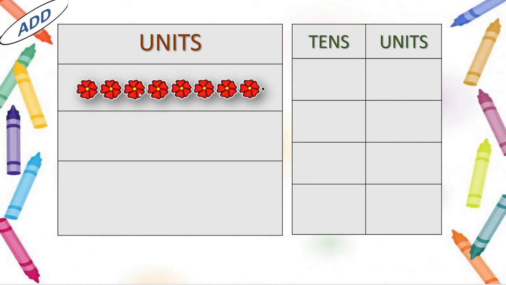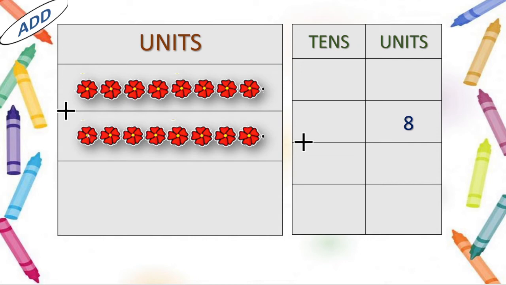1, 2, 3, 4, 5, 6, 7 and 8. 8 flowers are there. Let us write 8 in the units column here. Plus, how many flowers? See here. 1, 2, 3, 4, 5, 6, 7 and 8. Again 8 flowers. Let us write 8 here.